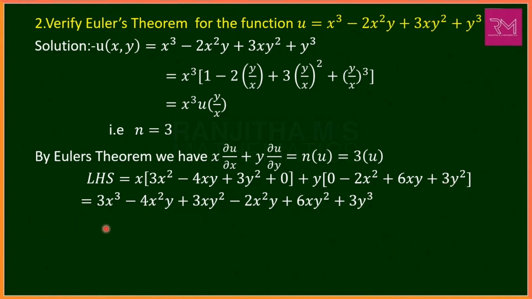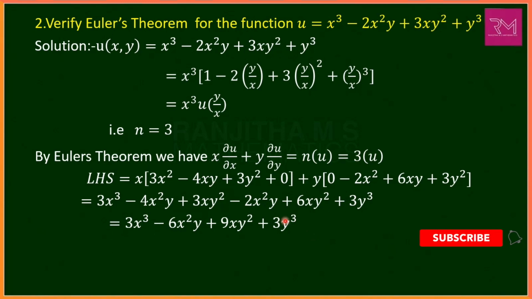This is the LHS. Here we have minus 4x square y, and here we have minus 2x square y. So minus 4x square y minus 2x square y means minus 6x square y. The remaining is as it is, that is 3x cube minus 6x square y, plus here we have 3xy square. Here we have plus 6xy square, hence we get 9xy square, plus 3y cube as it is.